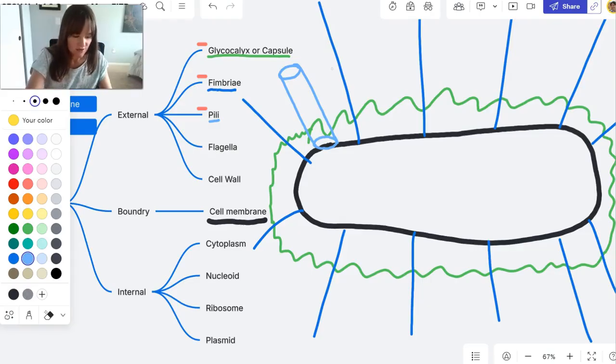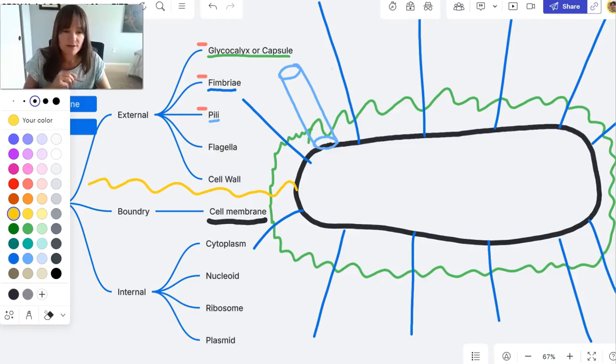Okay, let's do the flagella. So there's a lot of different arrangements. Let's just do the simplest one. So that would be one long tail coming off. They could have a cluster of tails. They could have one on one end, one on the other. They could have them all around, a lot of different arrangements.